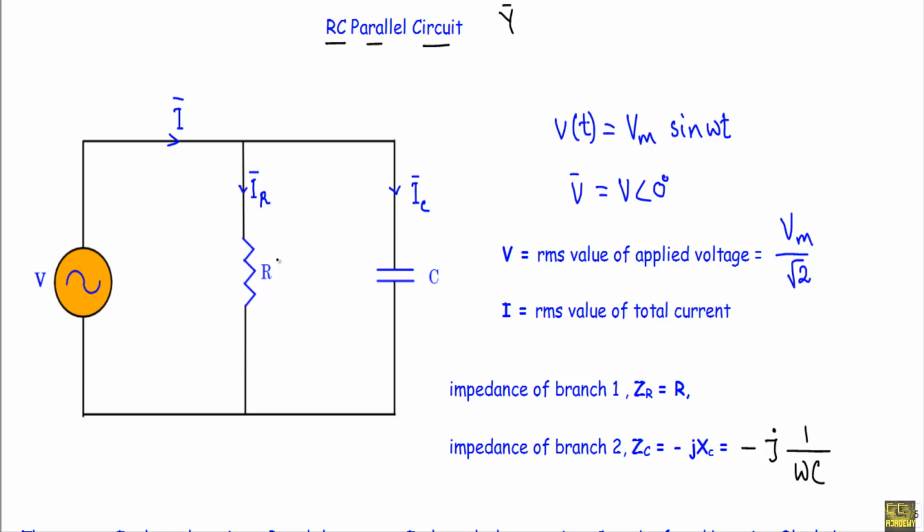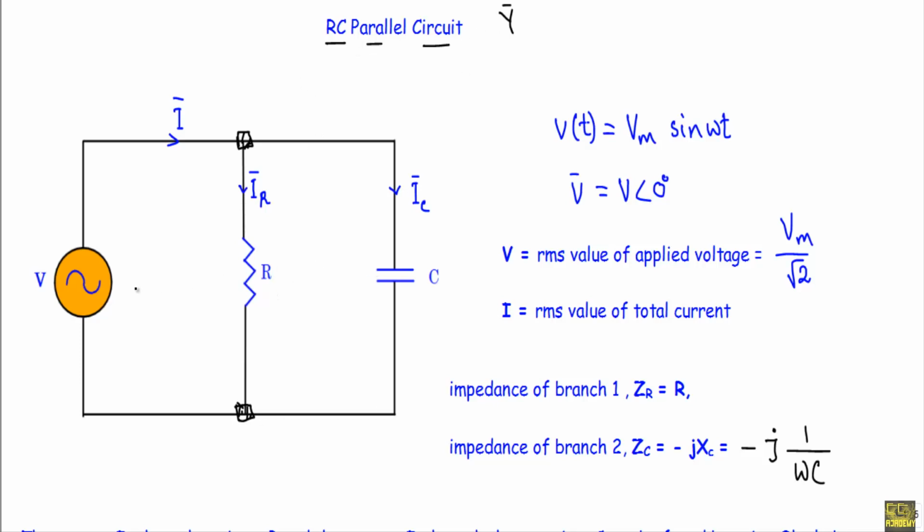In this circuit, we have this resistance R and this capacitor C. One end of this resistor R and one end of this capacitor C are connected at this point. Another end of this resistor R and another end of this capacitor C are connected at this point. So they are connected in parallel. So this is RC parallel circuit.